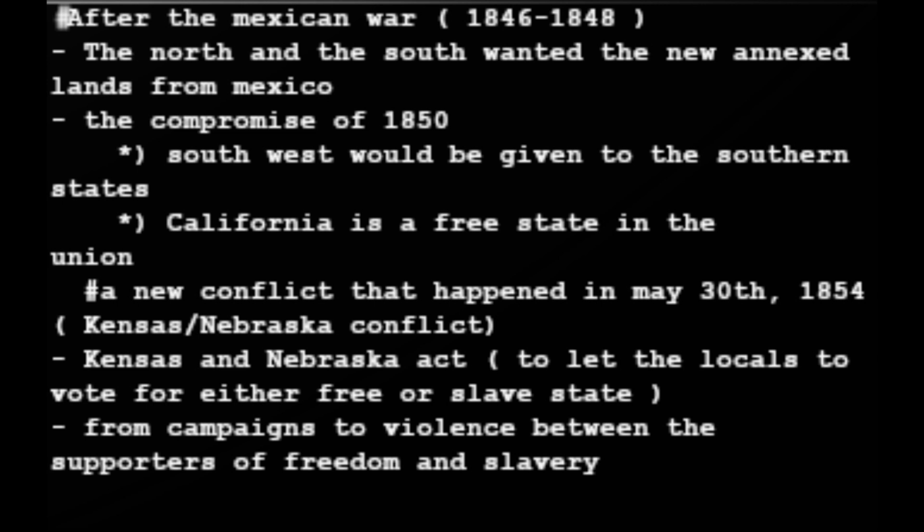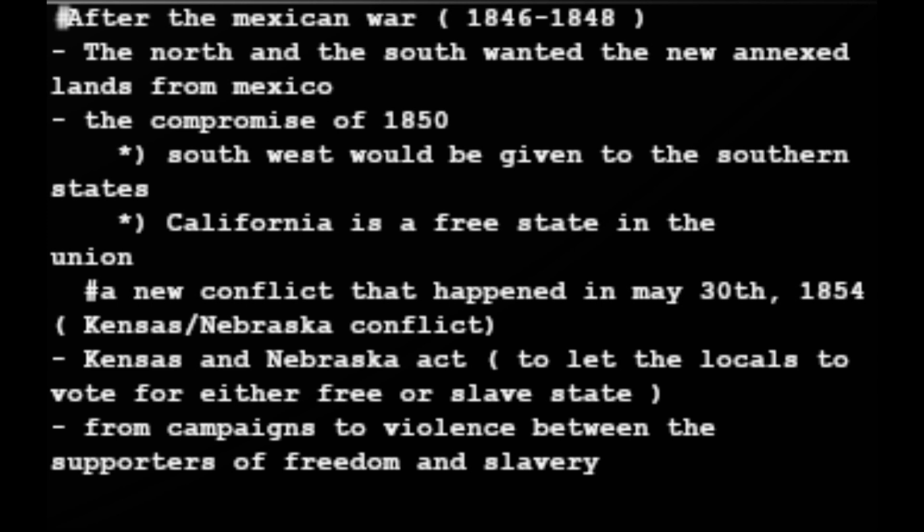So there was another compromise. It is called the Compromise of 1850. They dealt with the fact that the Southwest goes to the southern states and California is a free state in the Union. So in California, we won't find slaves, and the Southwest goes to the southern states in which we find slaves.